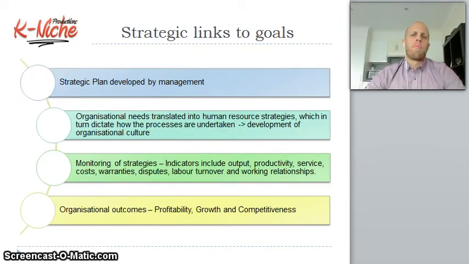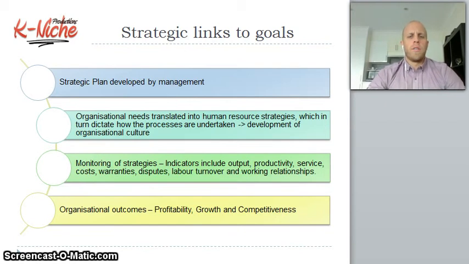All right, so before we get proper cranking, what we're going to do is look at the strategic links to these goals. So these were the goals that I was talking about just before. Firstly, the strategic plan is developed by management. They're the ones that set out what their performance objectives are, what their marketing objectives are, what their financial objectives are, how they would like to achieve them. And in order to do that, they then look at how they can best use their humans, so their human resources, in order to achieve those goals. And that is involved in this process.